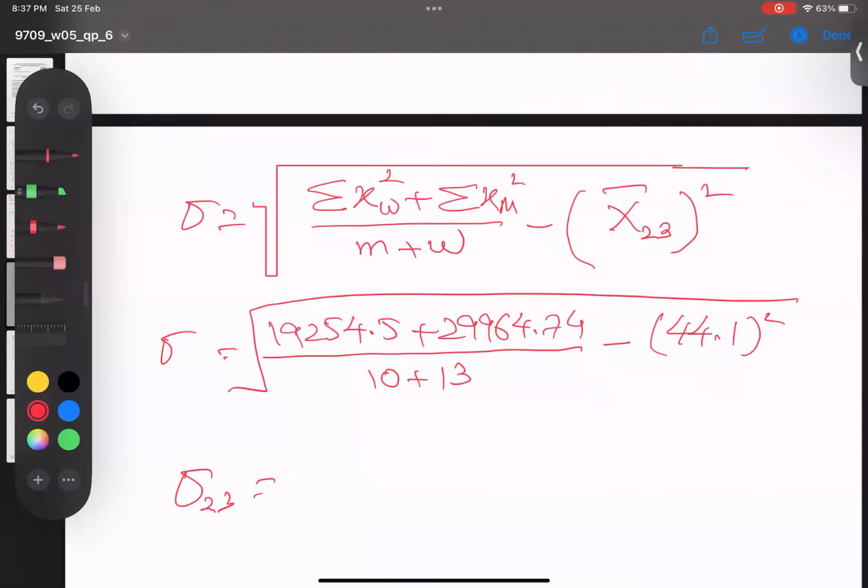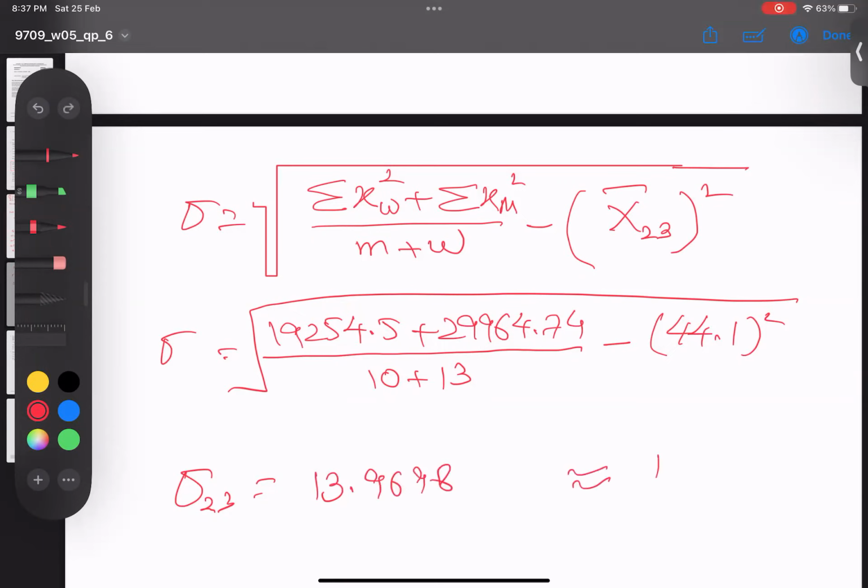So root inside the fraction: 19254.5 plus 29964.74, and down I get 23, and minus mean square, 44.1 square. And finally, the answer is coming 13.9698. And after rounding, it is coming 14.